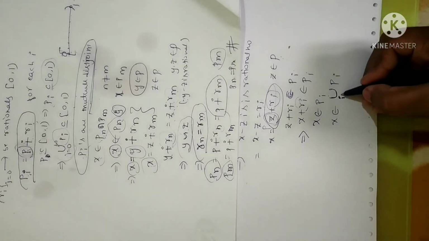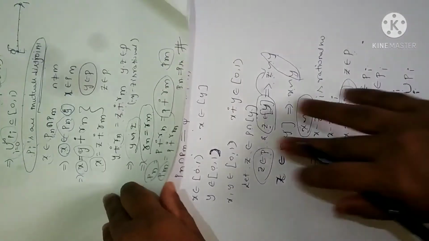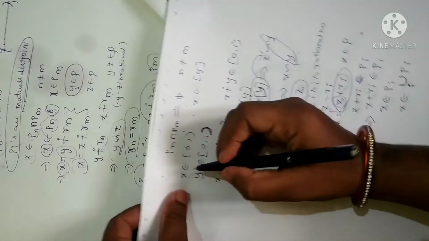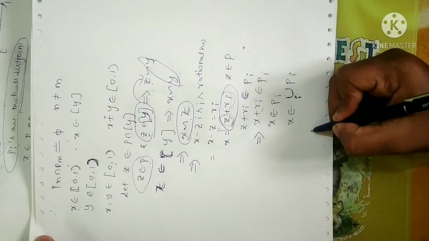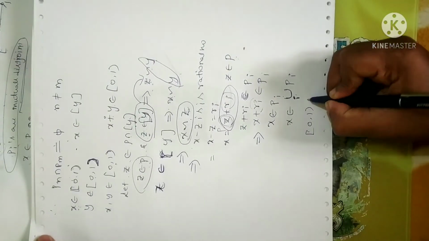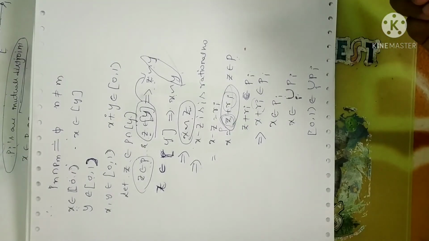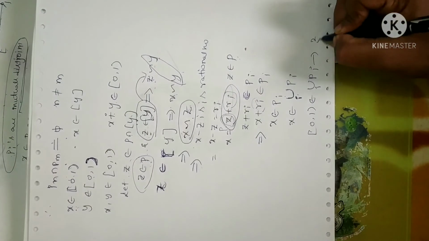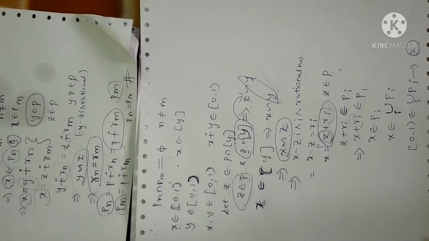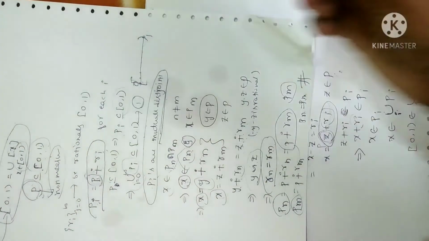In the sense, x is an element of, where I have chosen, x belongs to this interval 0 1. So I can replace x with the interval 0 1 belongs to union over i of Pi. I can write like this by the assumption. Let me take this as equation 2. And where I have assumed here, let me take this as equation 1.